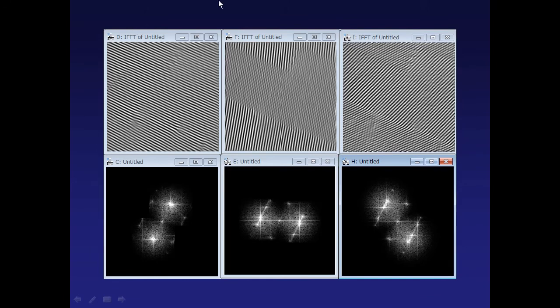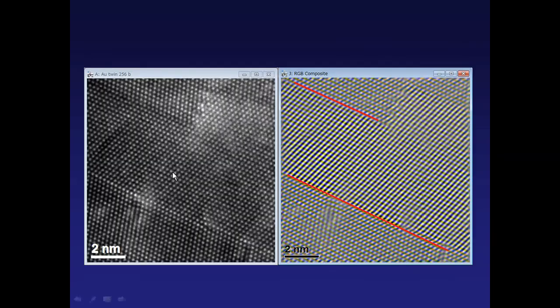So this is a kind of high resolution lattice spacing analysis using a 2D filter, 2D Fourier transformation spatial frequency filtering application. Looking at the image, we can only observe a shape, but comparing with the Fourier transformation, we can clearly identify the interface of the boundary. Okay.